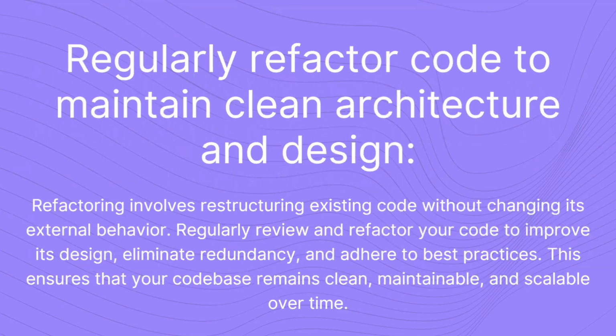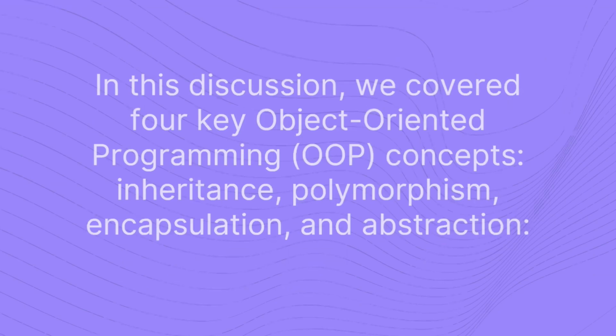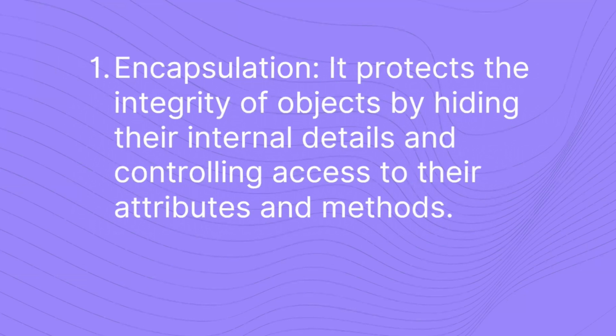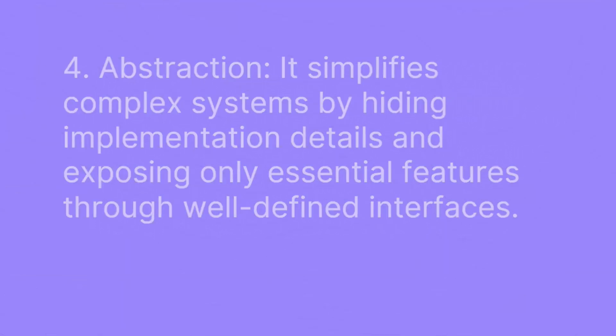Number three, regularly refactor code to maintain clean architecture and design. Refactoring involves restructuring existing code without changing its external behavior. Regularly review and refactor your code to improve its design, eliminate redundancy, and adhere to best practices. This ensures that your code base remains clean, maintainable, and scalable over time. The conclusion is next. This is the conclusion of our topic.